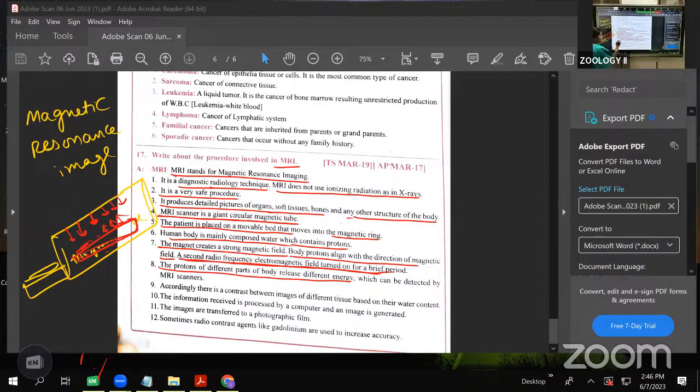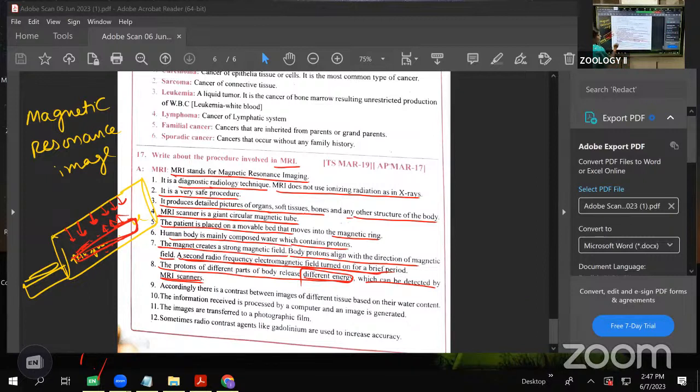See this one. The protons in different parts of the body release different energy. The different energy they are releasing means the color of the waves is also different, which is detected by the MRI scanner. The MRI scanners detect the energy that the protons are releasing.